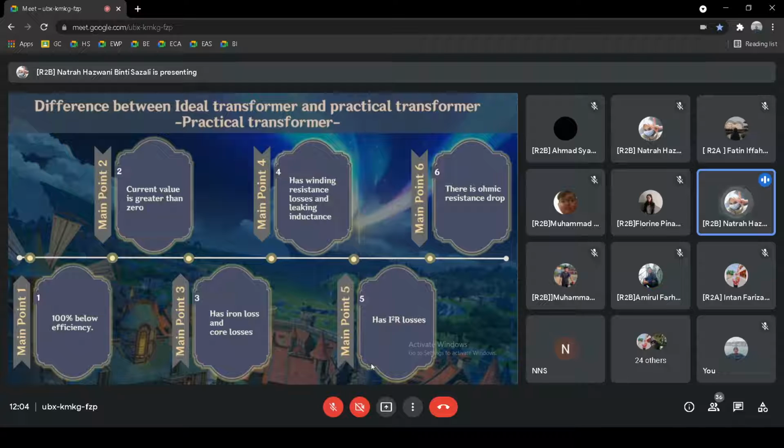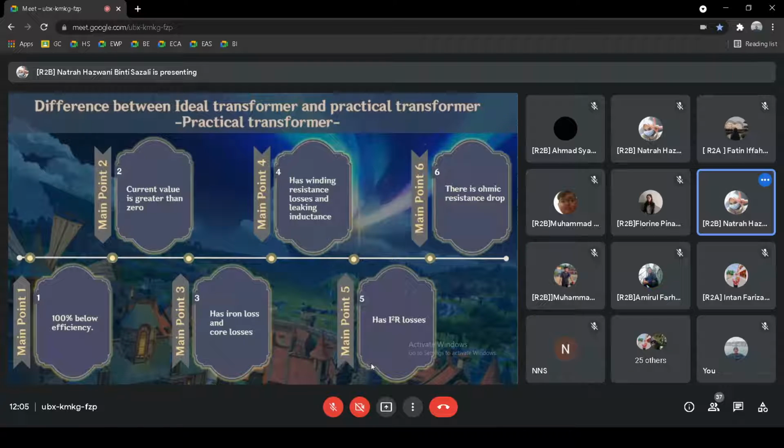between ideal transformer and practical transformer, and I will explain to you guys about the practical transformer. First, below 100% efficiency. It means that this type of transformer's efficiency varies between 18% to 99.7%. It cannot be 100% because there is power loss in the copper resistance, eddy current in the transformer core, iron hysteresis losses of the magnetizing current, and leak magnetic field interacting with external objects.